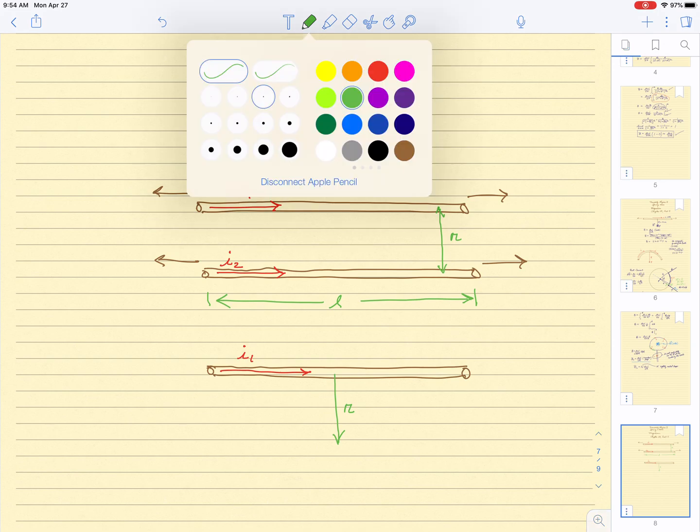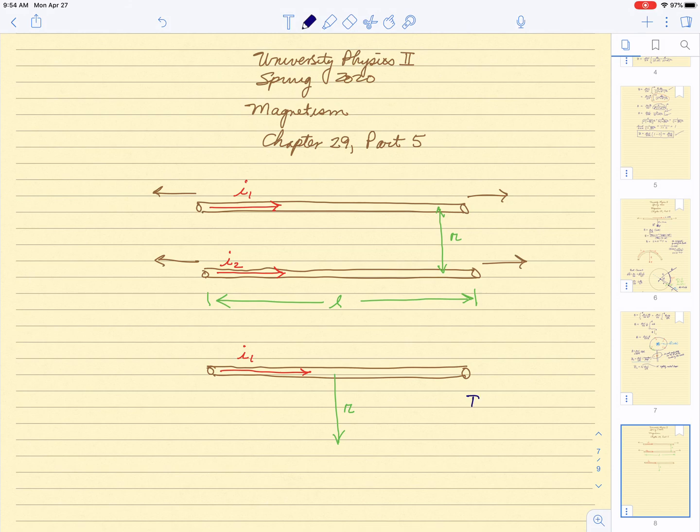We could figure that out in magnitude. In magnitude, that's going to be equal to mu naught times I, in this case I1, over 2 pi r, where r is the distance in question. If we use the right-hand rule, place our thumb along the direction of the current, our fingers are going to curl into the direction of the magnetic field, and so at this point, the magnetic field is going to be into the plane of the board.